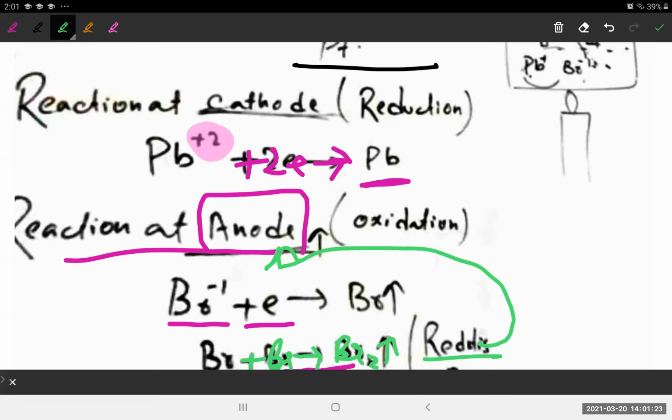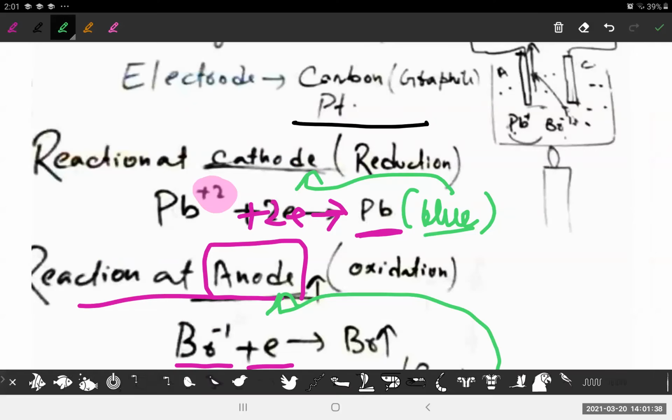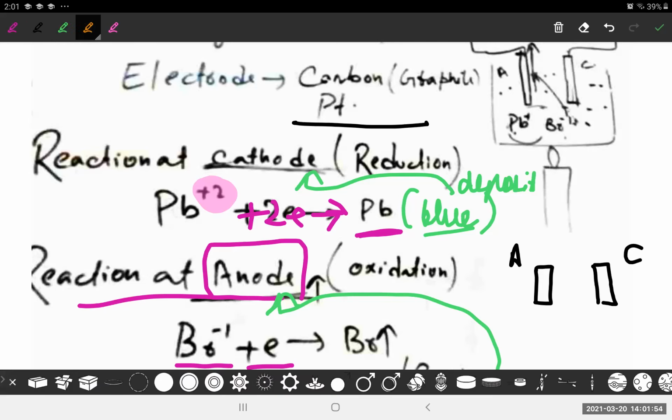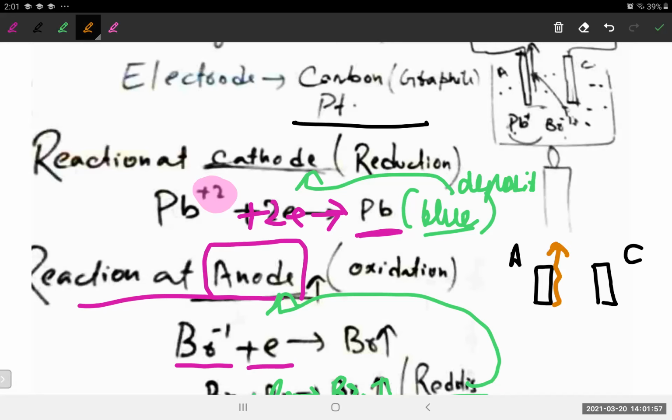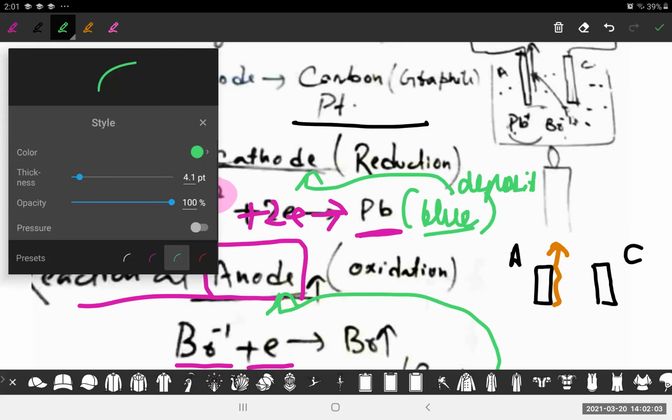Okay, let's talk about the cathode. Cathode, what is happening? Lead is actually blue in color. So what will happen at the cathode? This blue colored lead will get deposited. Now when you see the reaction from outside, what is happening? The two electrodes, the anode and the cathode, what's happening? At one corner, this brownish gas is coming out, and at the other corner, this blue colored precipitate is getting deposited.